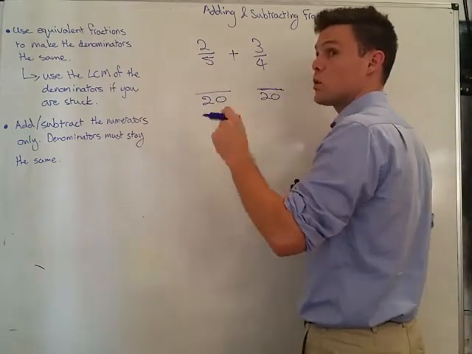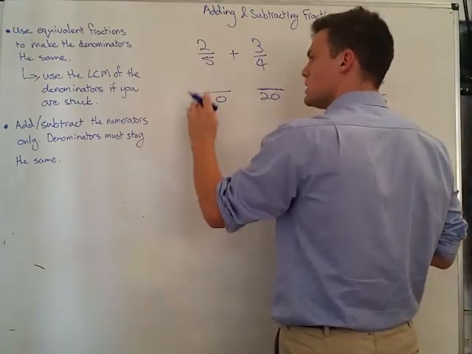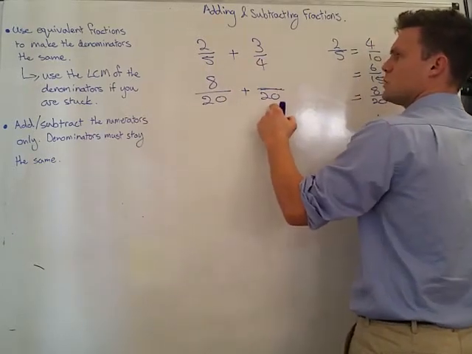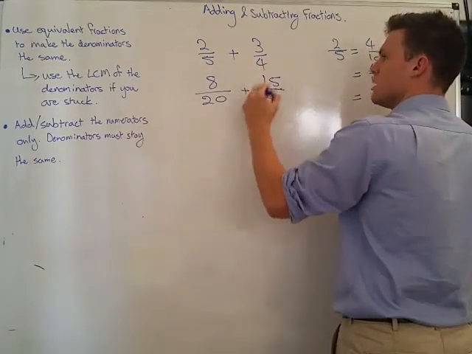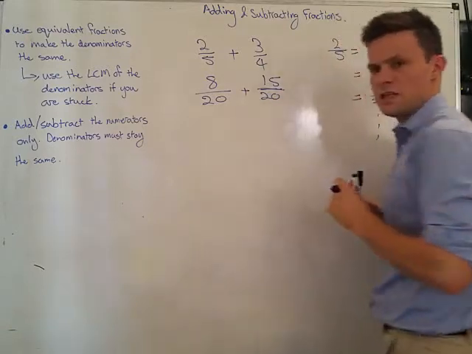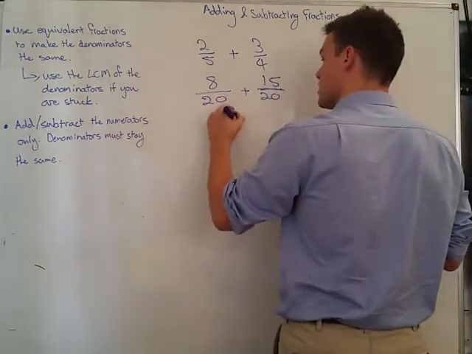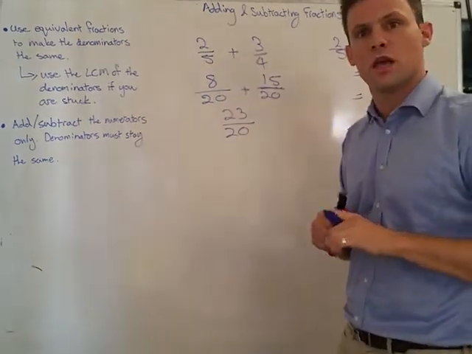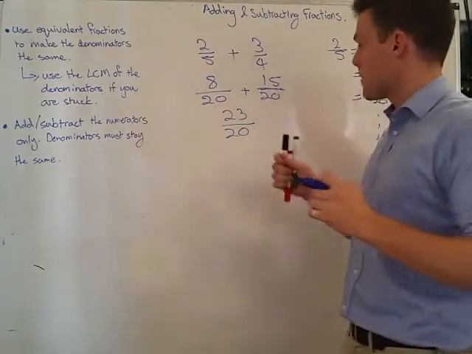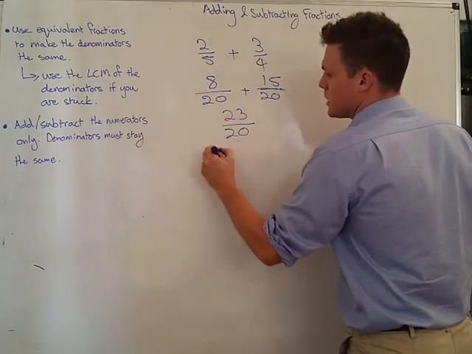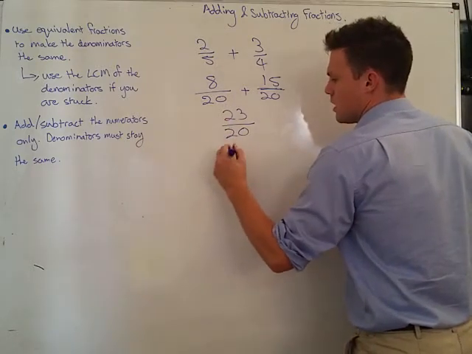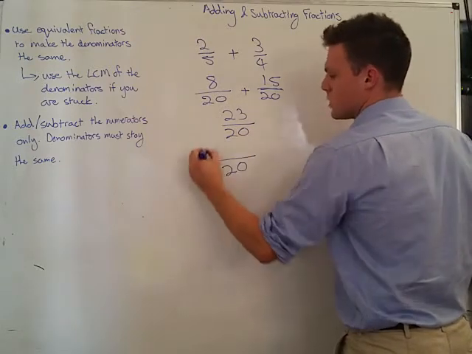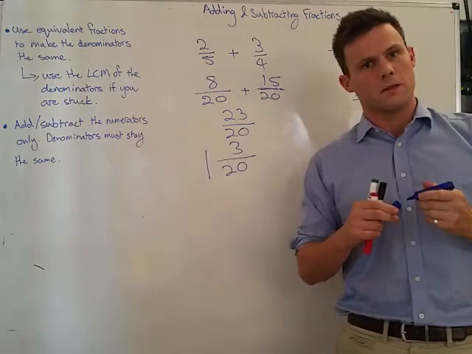So now I ask myself, what have I done to 5 to get to 20? Because remember, my golden rule, what I do at the bottom, I must do to the top. So I've clearly times that by 4. So that gives me 8. What have I done to 4 to get to 20? I've times it by 5, so that gives me 15. 15 plus 8, if I add them together, I end up with 23/20ths. And then I can convert my improper fraction into a mixed number. 20 as my denominator stays the same. 20 into 23 goes once, remainder 3.